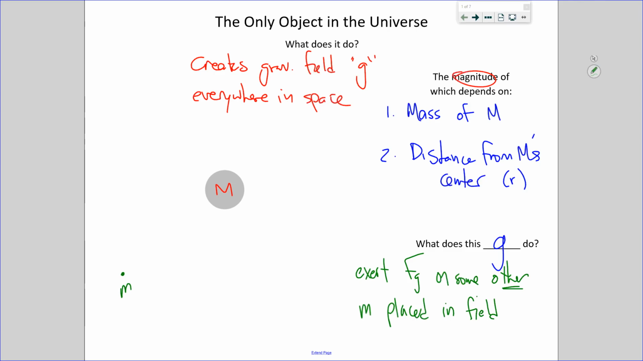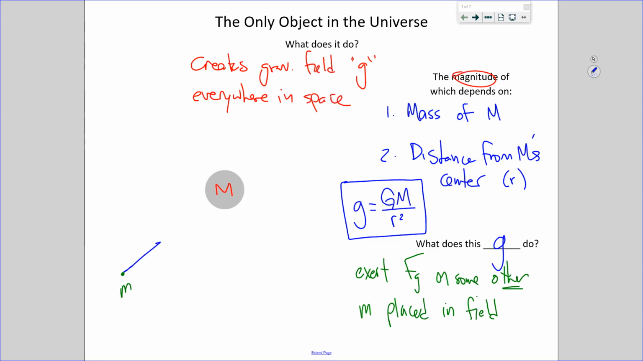Now, as a sort of review, the gravitational field made by mass M depends on the universal gravitational constant and M's mass, and is inversely proportional to the square of the distance from M's center. So that's an equation that some of us by now have seen in terms of gravitational field strength.